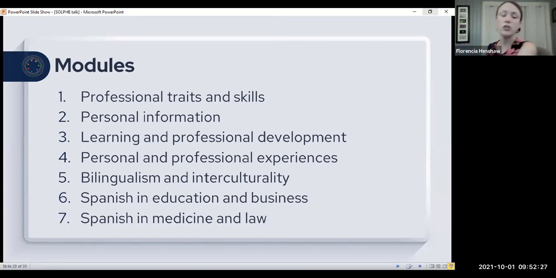And then modules 6 and 7 were about more specific topics, the catalog description, because the catalog does include these 4 things: education, business, medicine, and law. So I included them towards the end of the course because they were probably the more complex topics and more specific vocabulary.